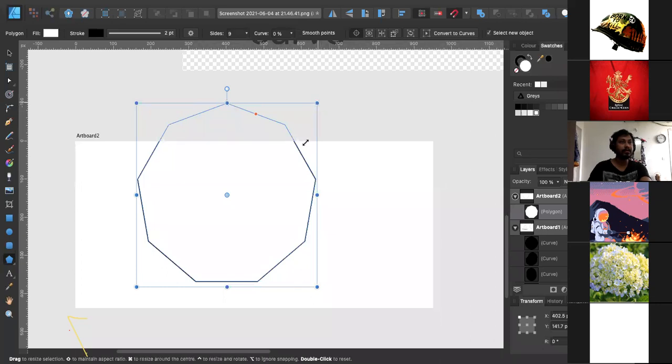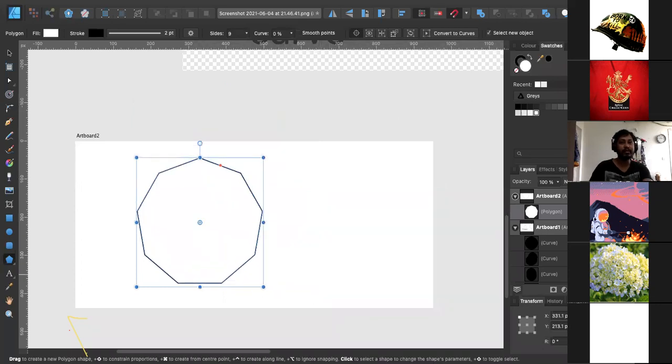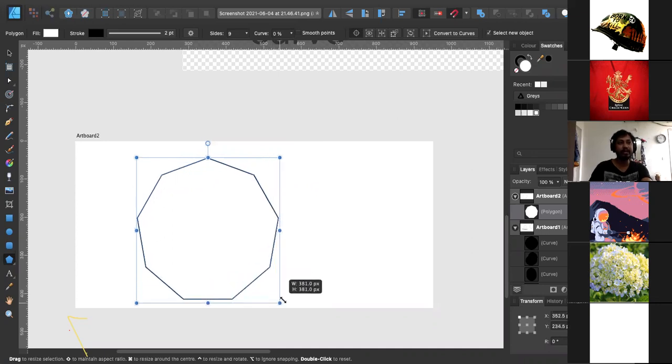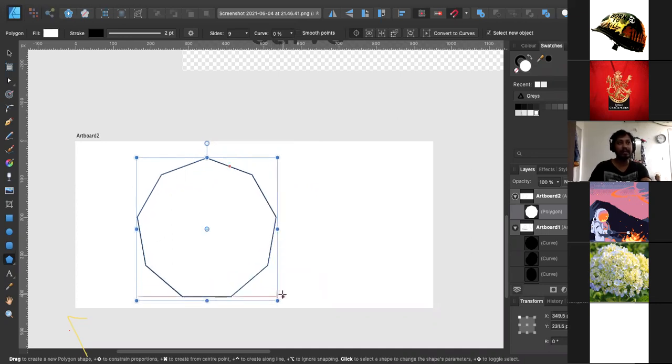Now see, it's 338, 338. What you can see is that the line segments are all joined, right? The line segments are all equal in size, right? Equal in size. Now see something interesting that will happen. I'm increasing the number of sides here.